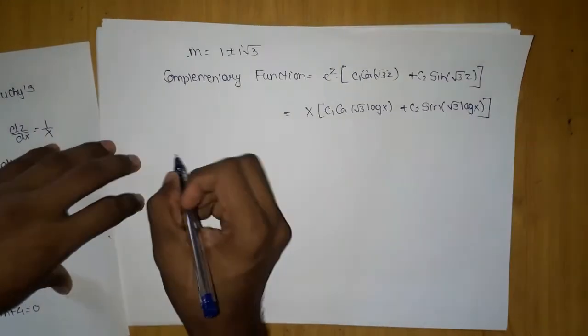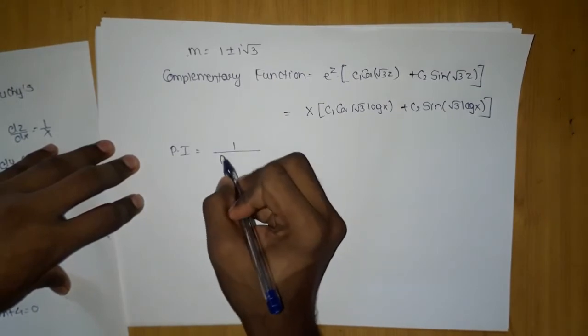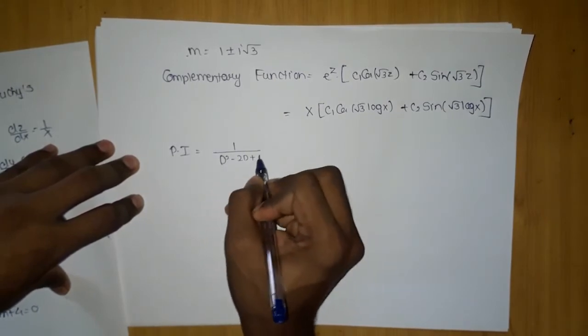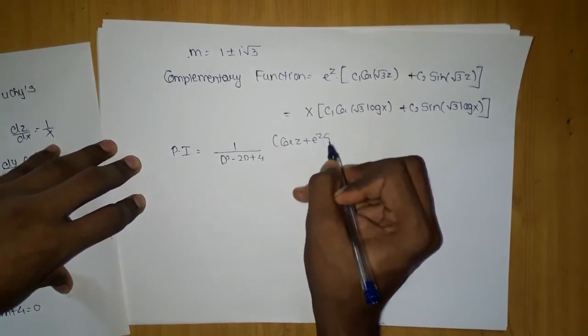Now moving on to the particular integral. The particular integral will be 1 over D square minus 2D plus 4 into cos z plus e to the power z sin z.